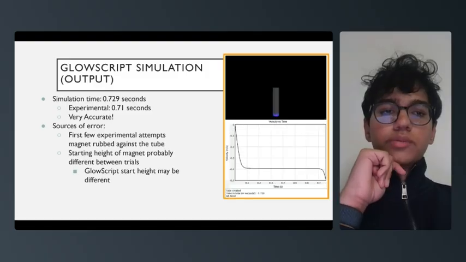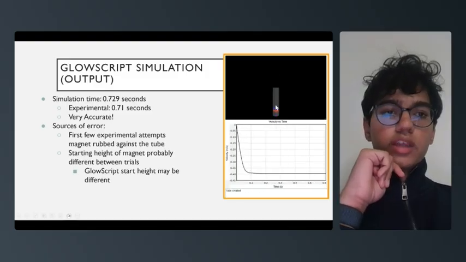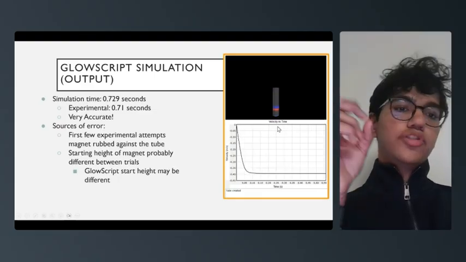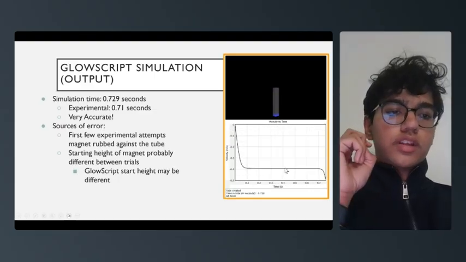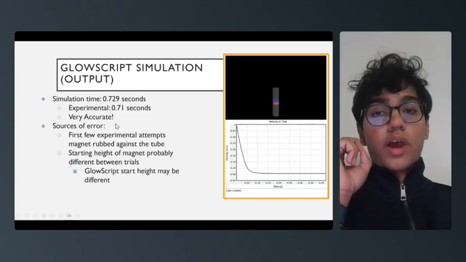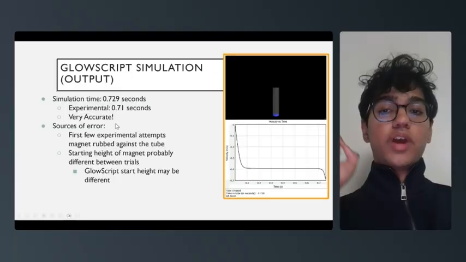So, the Gaussian simulation: if you want to watch this again, this is a simulation of the magnet falling down and the induced currents in the tube. Then this is a velocity versus time graph. Simulation time is 0.729 seconds, and the experimental was 0.71, which is very accurate.